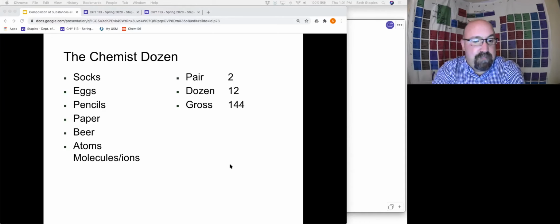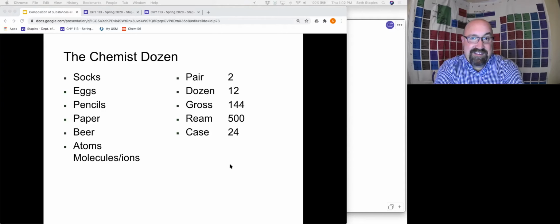Pencils, we might be buying bulk pencils for a school. So we'll maybe think in terms of how many gross of pencils we need. We know there are 144 of anything, in this case pencils, in one gross. Paper, we think in terms of reams, 500 sheets of paper in one ream. We buy beer, so oftentimes in cases. We know there are 24 cans or bottles of beer in one case.